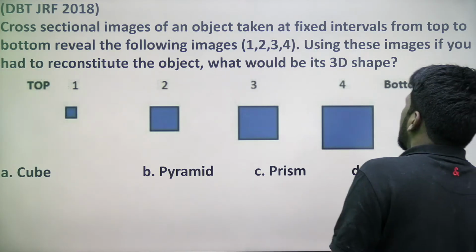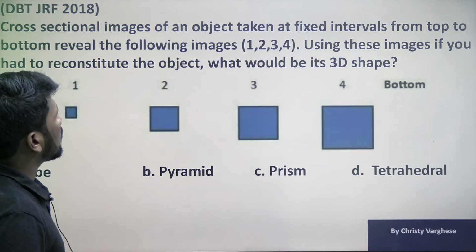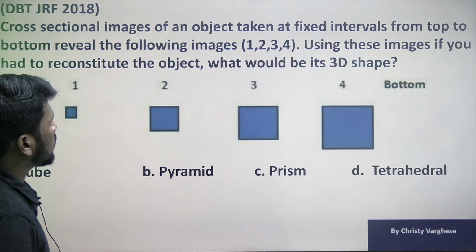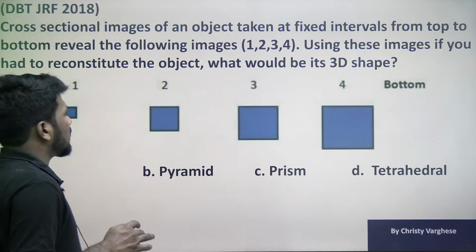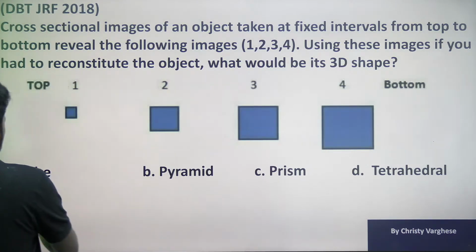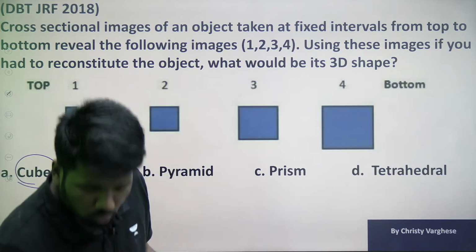Cross-sectional images of an image object taken at fixed intervals from top to bottom reveal the following images 1, 2, 3, 4. Using these images, if you had to reconstitute the object, what would be the 3D shape? For example, if the answer is a cube, what is the meaning? This is a cube, right?